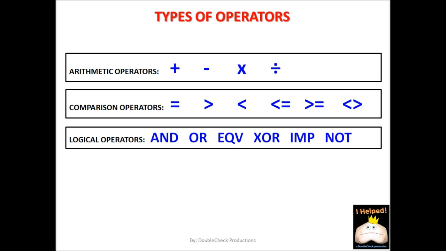Finally, we come to our logical operators. That's what we're going to be going over in this session. Logical operators are utilized like arithmetic operators, only for binary numbers. Also, they allow us to further define relationships between two objects, and we're going to see more of that in a minute. Looking here, we see that our logical operators consist of AND, OR, equivalent, exclusive, implied, and not.